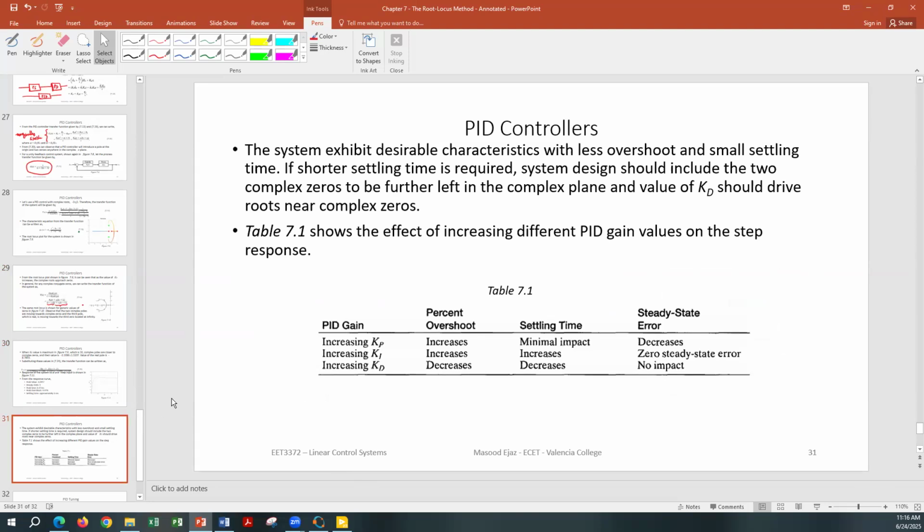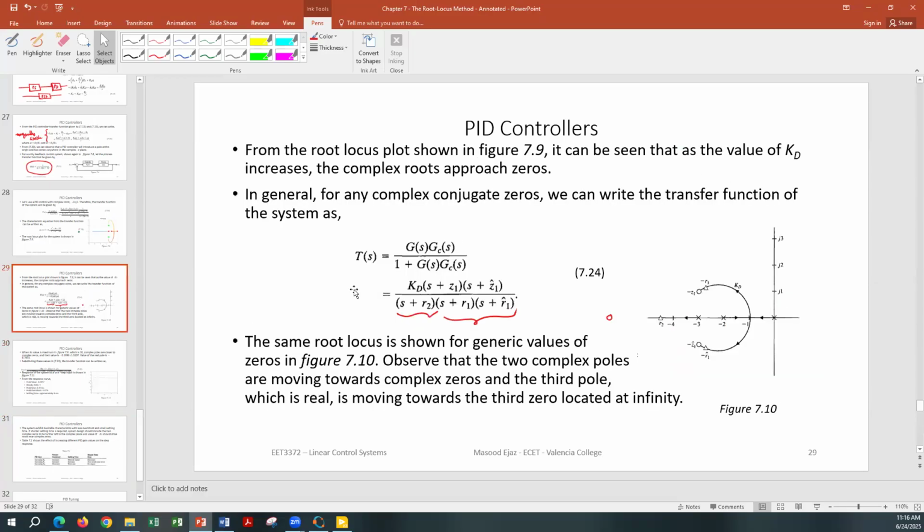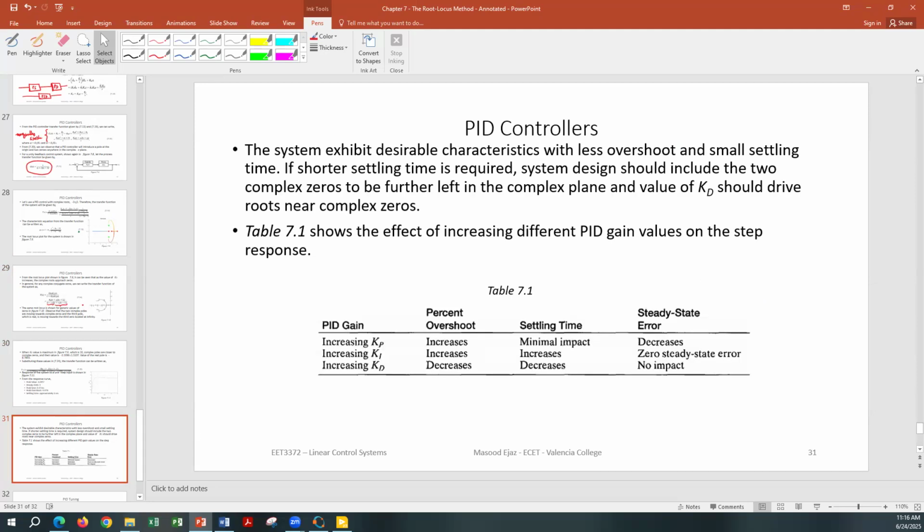The system exhibits desirable characteristics with less overshoot and a small settling time. If a shorter settling time is required, the system design should include the two complex zeros further left in the complex plane, and the value of KD should drive the roots near the complex zeros. So all these are basically design characteristics. If you want a shorter settling time or a smaller overshoot, how are you going to change the value of KD in order to do that?